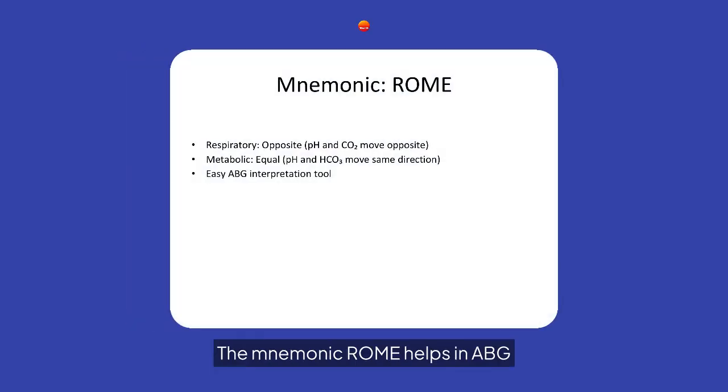The mnemonic ROAM helps in ABG interpretation. Respiratory opposite, where pH and CO2 move in opposite directions, and metabolic equal, where pH and HCO3 move in the same direction. This tool simplifies understanding of acid-base imbalances.